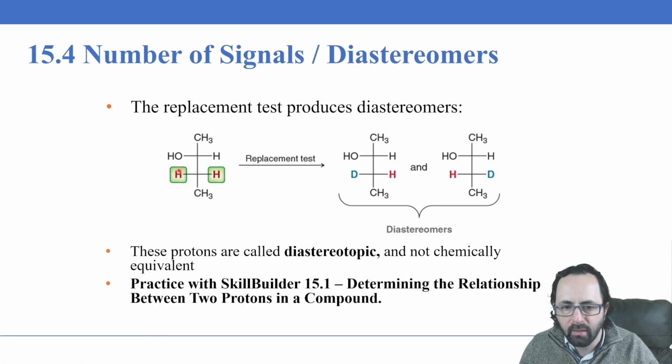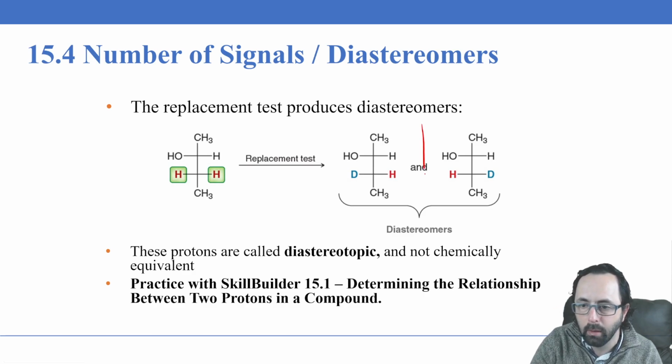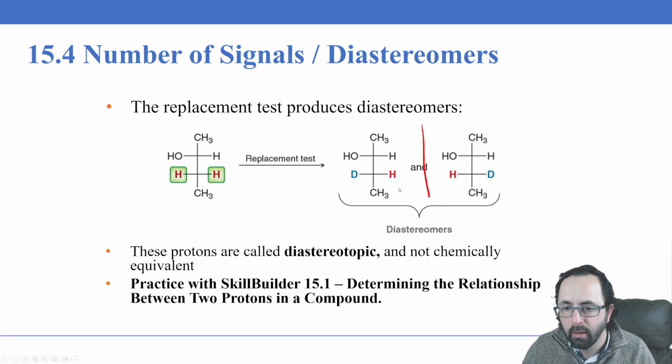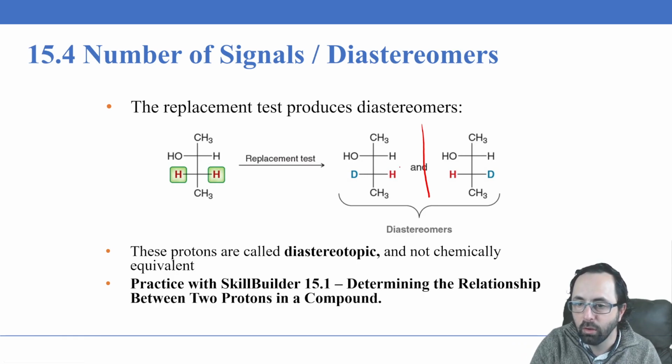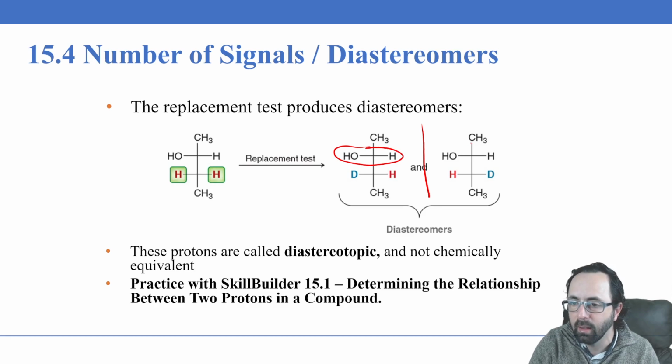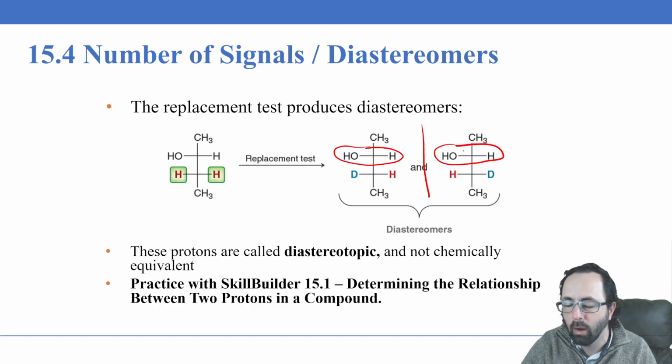If you replace this hydrogen with a deuterium, you get this molecule right here. If you replace this hydrogen with deuterium, you get this molecule right here. Now, the quick way to spot this is to see that these are not mirror images of one another. These would be mirror images if these two were switched, the OH and the H right here. You can see that this is not a mirror image.